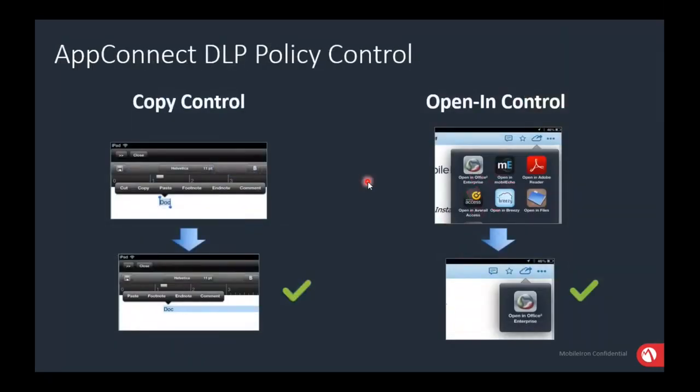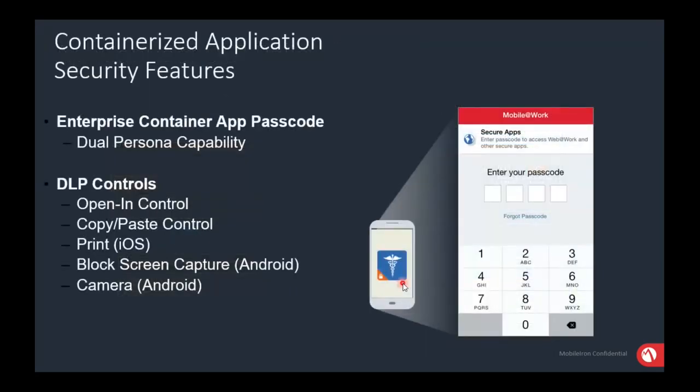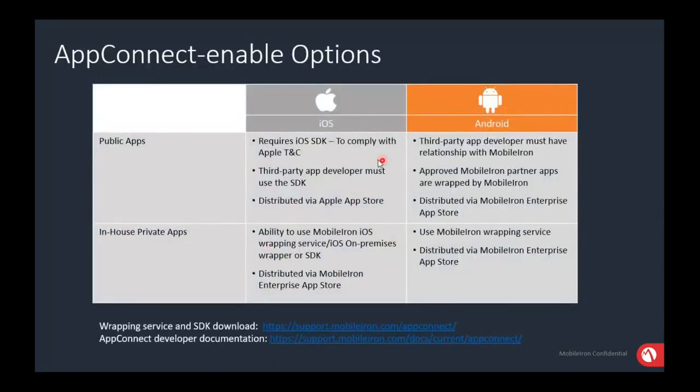So these are the DLP features when you enable an in-built application as App Connect. So you will have control over copy control and open in. So you will choose to enforce the DLP for the in-built application using App Connect. And you can also enforce a secure passcode for opening that particular application. And you can block print, like I mentioned. You can block screen capture, camera in the Android. So these are the differences if you have public and in-house private apps.